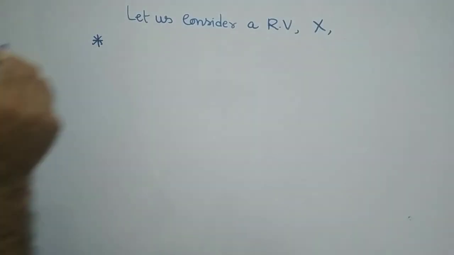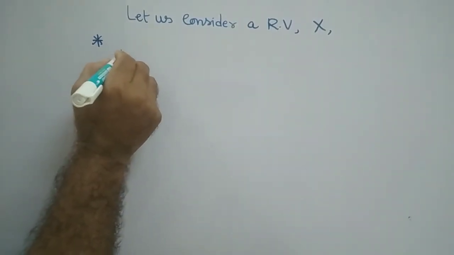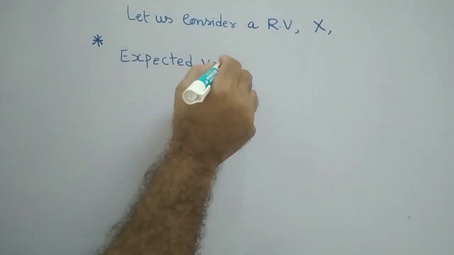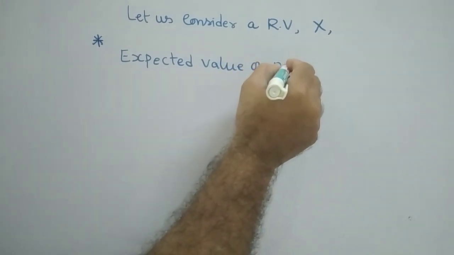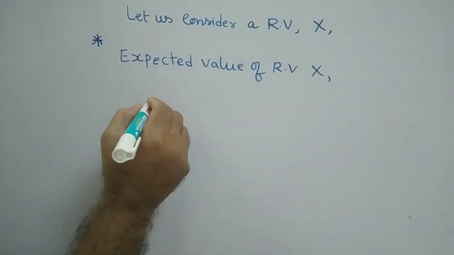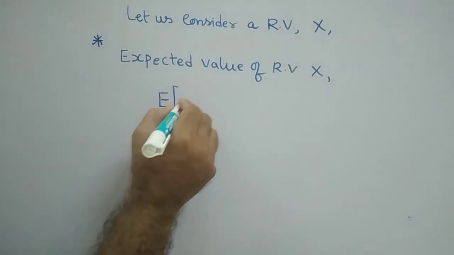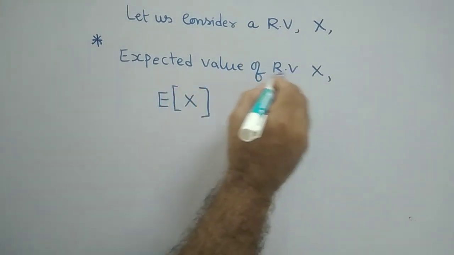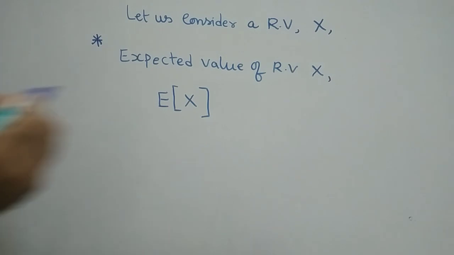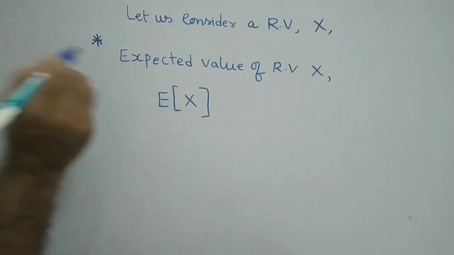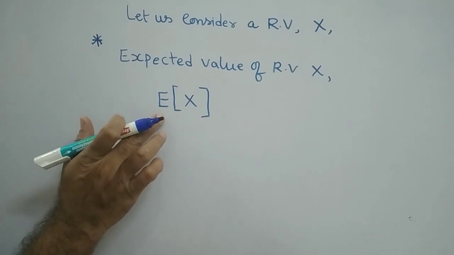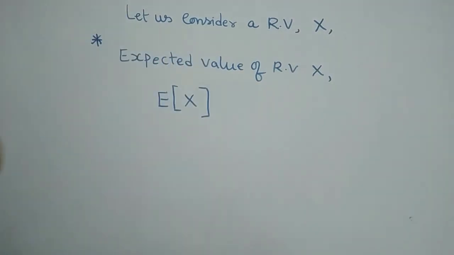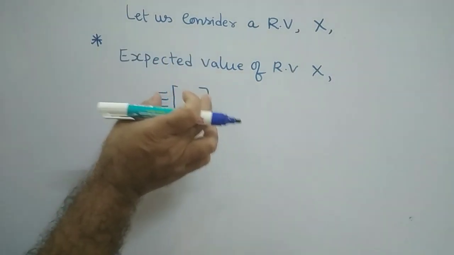With respect to X, the expected value of random variable X is denoted by E of X. Remember this, E of X. The expected value of random variable X is denoted by E of X, because in expected, the first letter is E. Therefore, it is denoted with capital E of X. So this is the representation of expected value, also called mean value or average value.